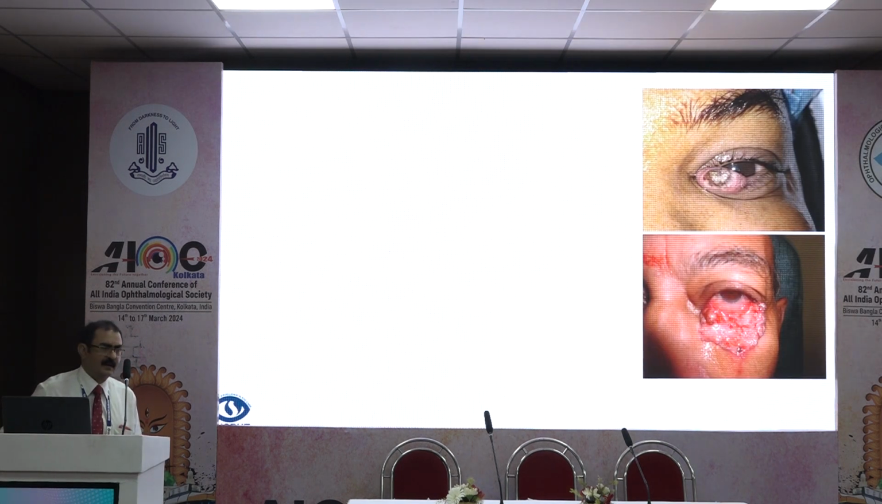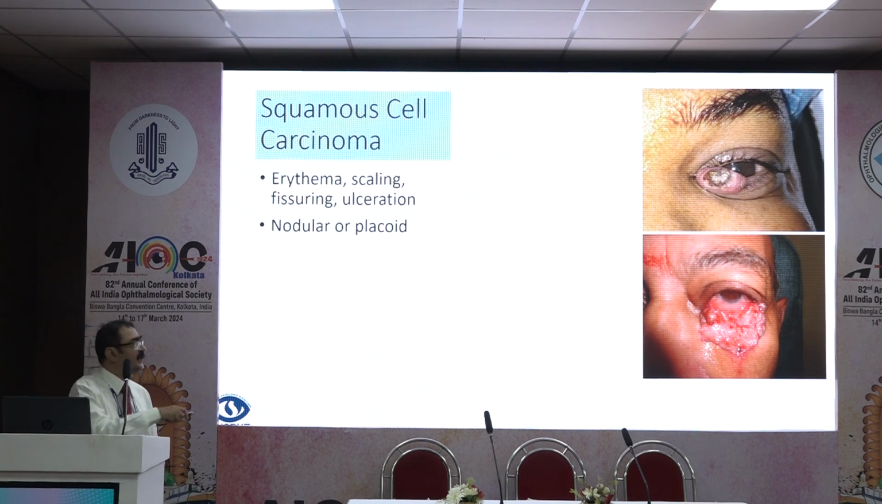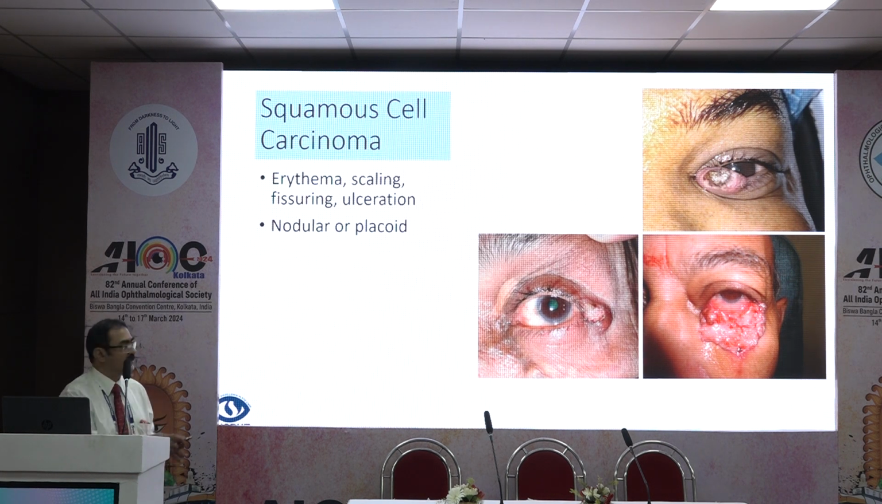This is the rarer of the tumors in India. Squamous cell carcinomas are typically described as having redness and scaling. There can be fissuring and ulceration, but they don't look like the basal cell carcinomas. This was an adenosquamous carcinoma, which is a variant of squamous cell carcinoma, a very aggressive tumor. And this is a volcano-like lesion with a central crater.